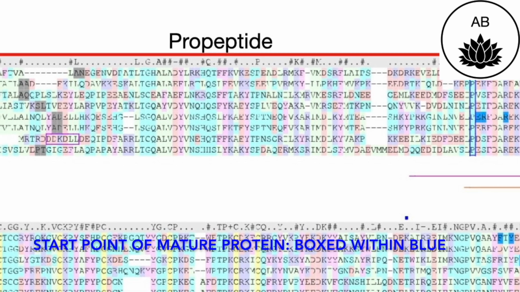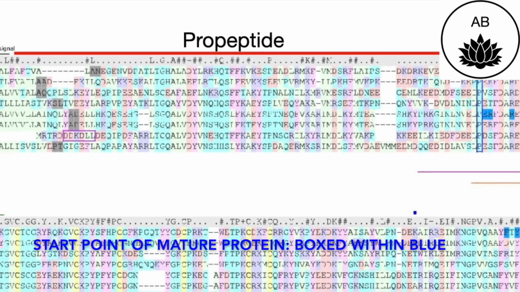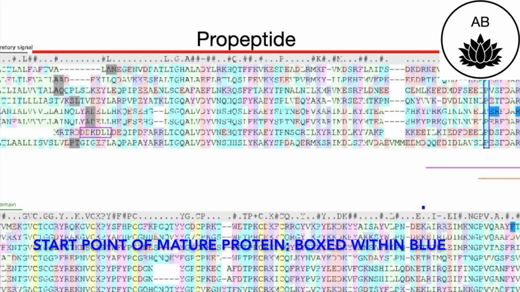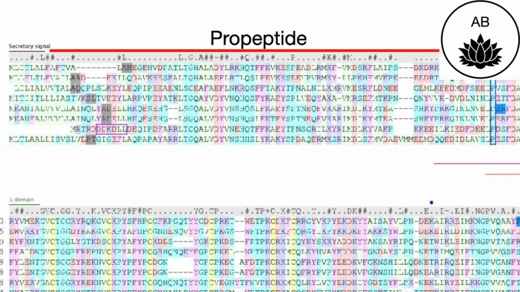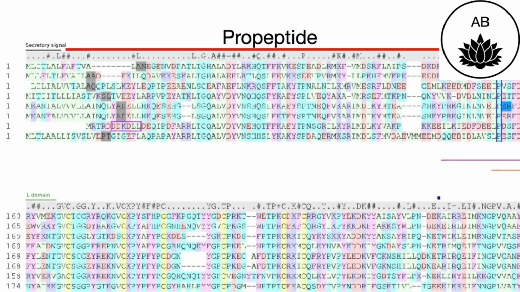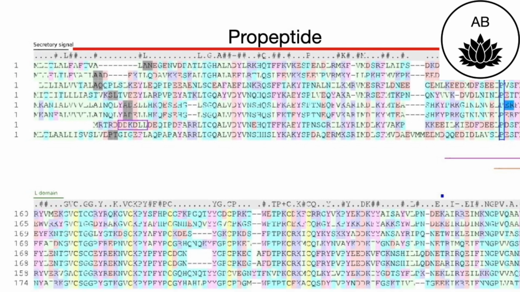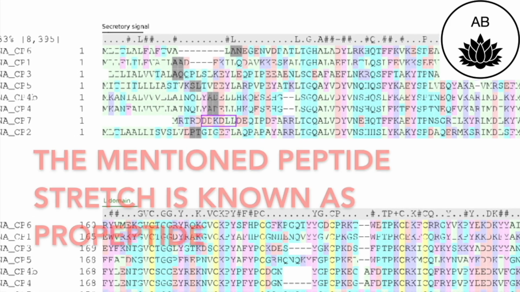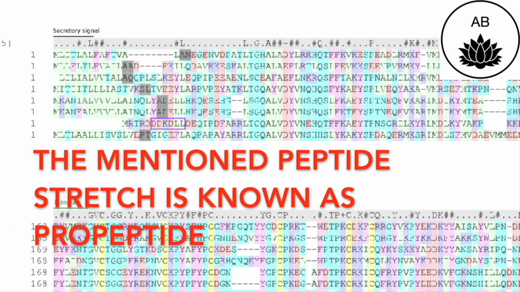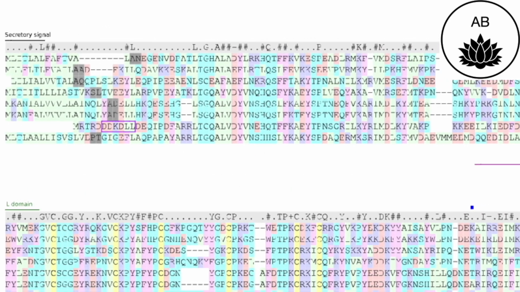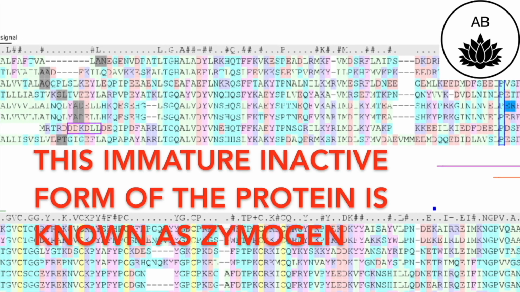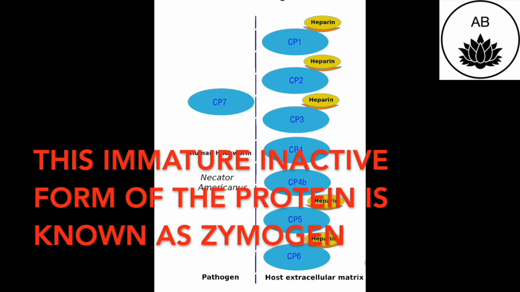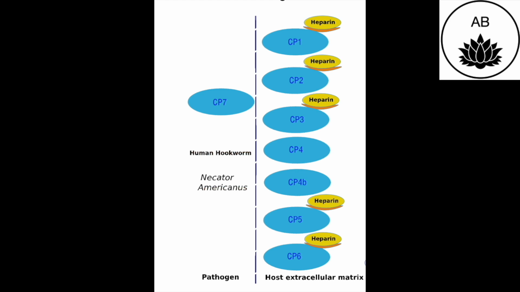Notice that there is a stretch of amino acid residues between the start point of the mature polypeptide and the end point of the secretory signal, right? So even after the proteins get localized to their destination, that is, after the secretory signal gets removed, there's this stretch of peptide that keeps the secreted proteins in immature form known as zymosins. The proteins remain in inactive form in this state.